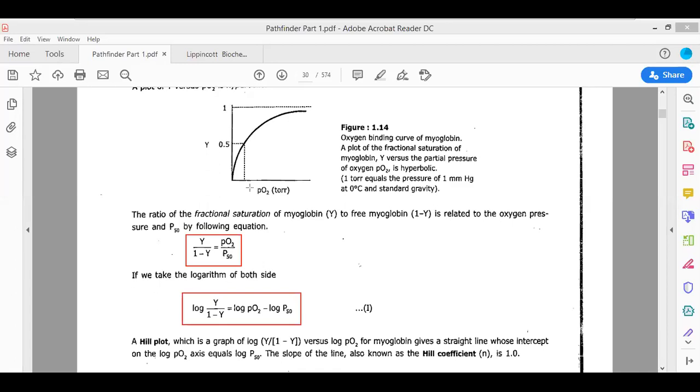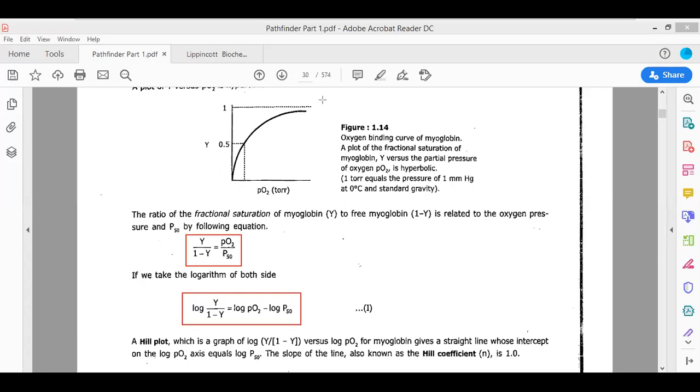You are going to get a curve, and looking at this curve, the oxygen binding curve of the myoglobin molecule, you are going to find that there is no cooperativity. It has a hyperbolic curve, whereas positive cooperativity is present in the case of a sigmoid curve. This curve would be hyperbolic in nature. This is a hyperbolic curve.